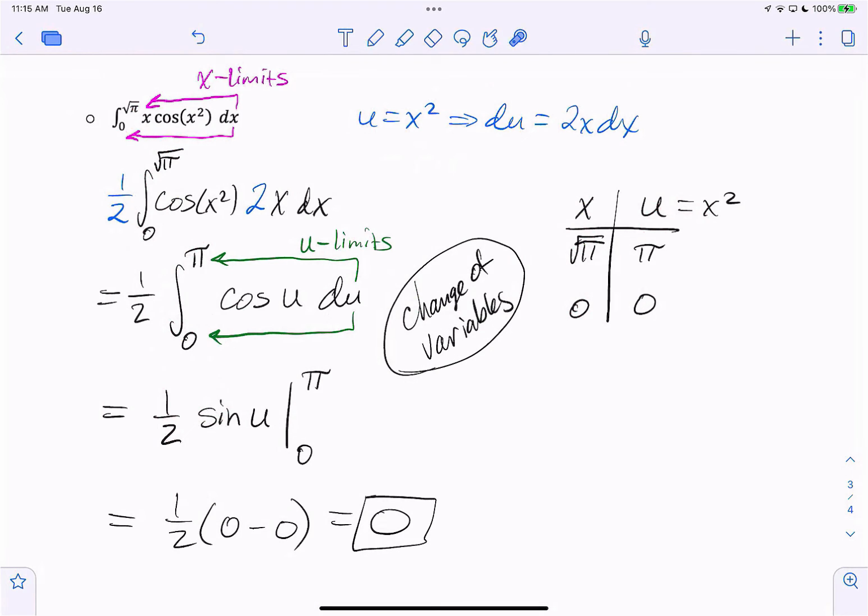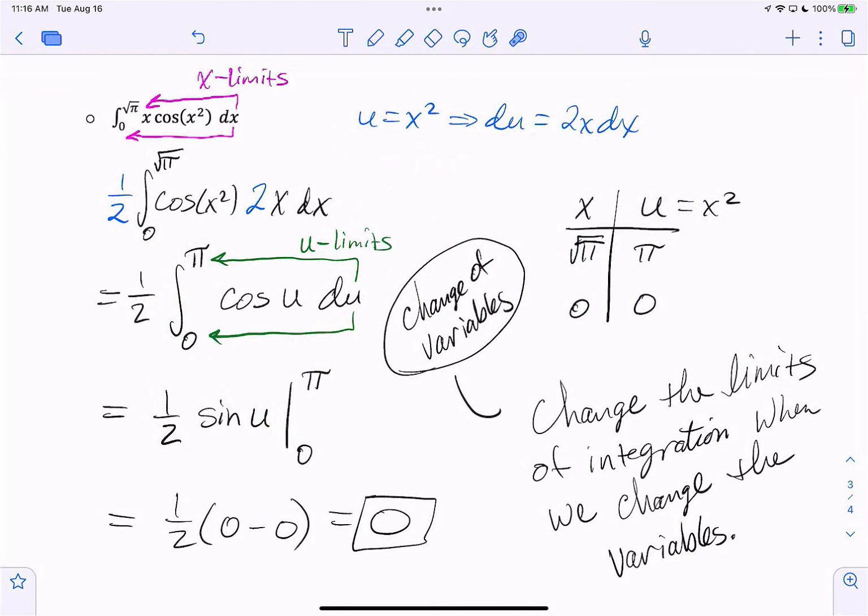I want you to notice what I didn't do. I didn't bring this back into x in terms of x. That's a requirement for indefinite integrals. It's never a requirement for definite integrals. We change the limits of integration when we change the variables. And then for goodness sake, if it's a definite integral, don't go back to the original variable. People do that. I've seen it. They change the limits and then they change it back, and it's a whole lot of extra work. Please be efficient and do it the way I showed you.